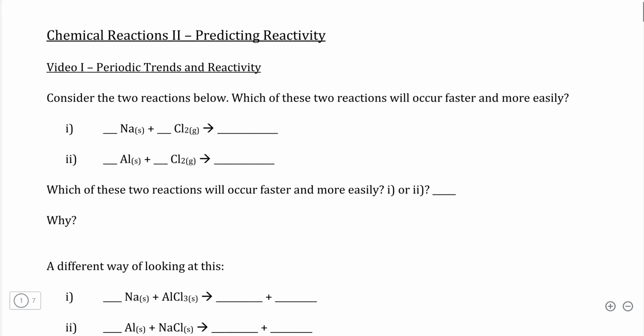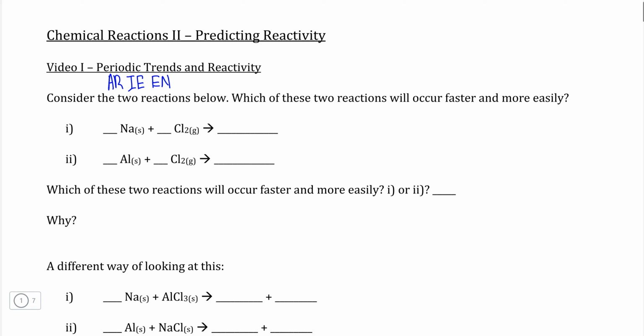In this video series, we're going to be looking at how to use the three major periodic table trends, that being atomic radius, ionization energy, and electronegativity, in order to make predictions about how some elements will react with other elements and how some elements will actually react more easily than others.